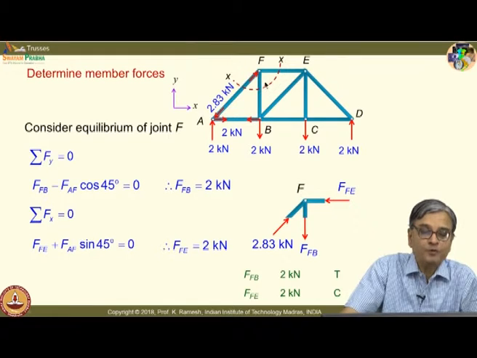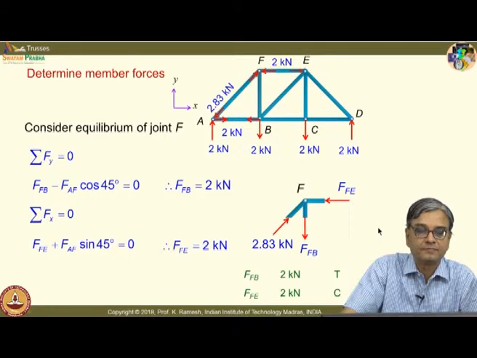From this, how do we proceed next? I can go to joint B because I know what is the force here, I have only two unknowns. I can also start from joint D. I would start from joint D. Before that, we have also indicated what is the force in the member FE like this. I put these arrows with reference to the joint.